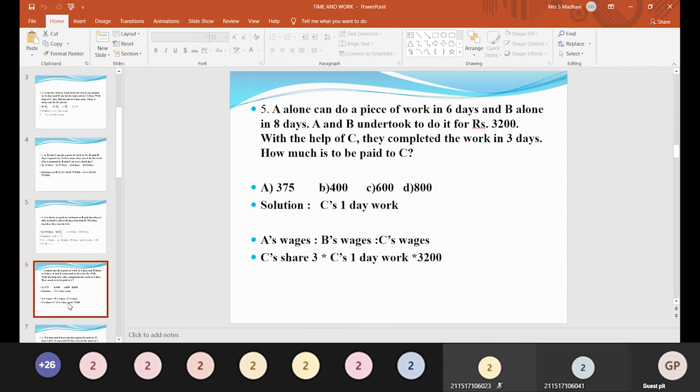Now, C's share for 3 days. To find C's share for 3 days means 3 into C's 1 day's work, which is 1 by 24, into 3,200. We get the answer as 400. So, C's share is 400. Option B is the right answer.